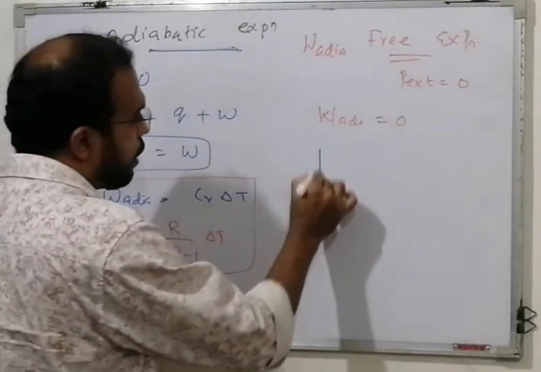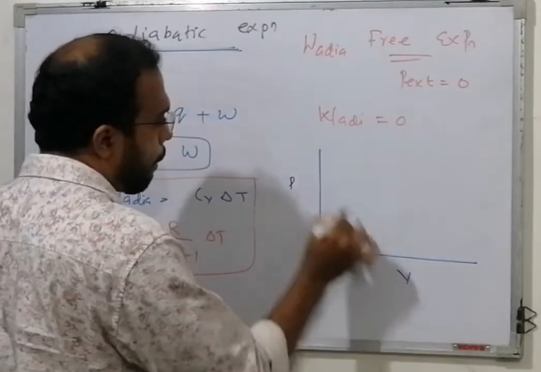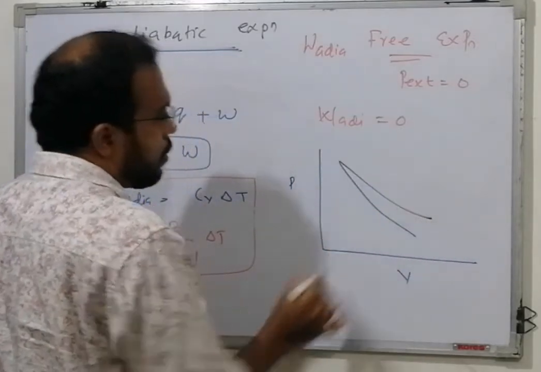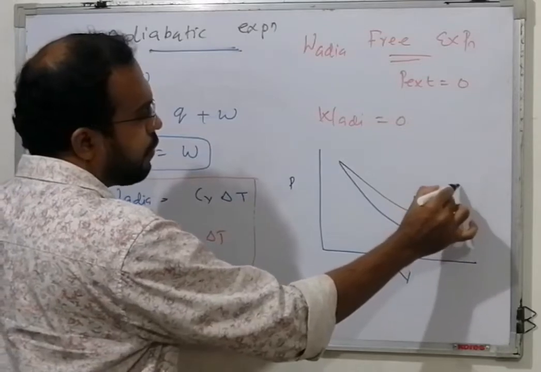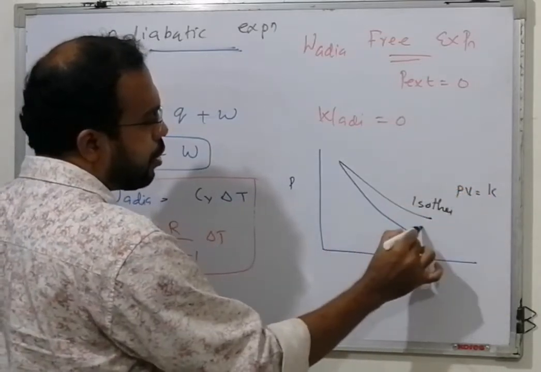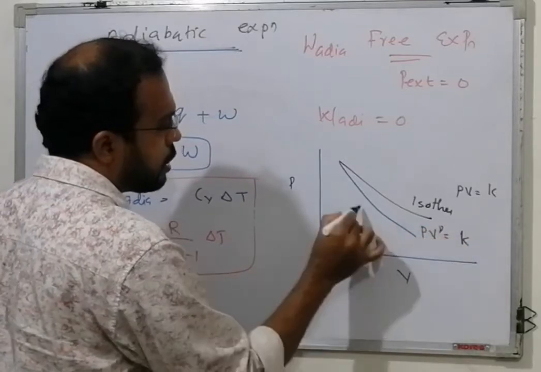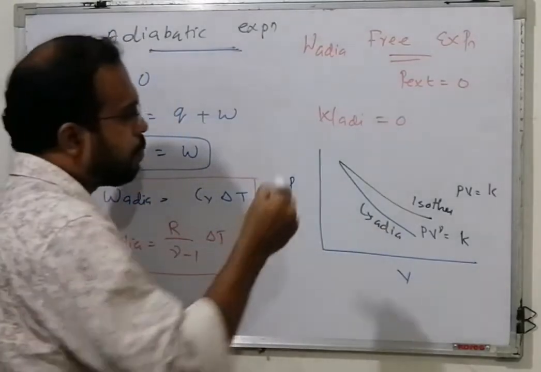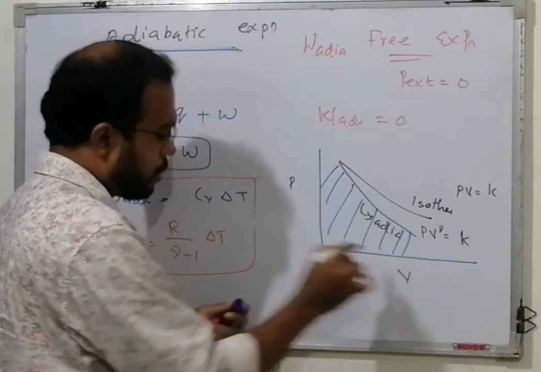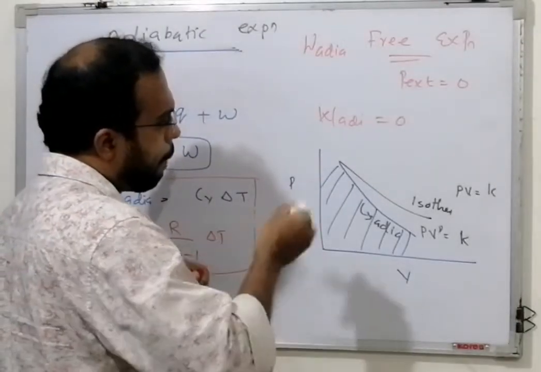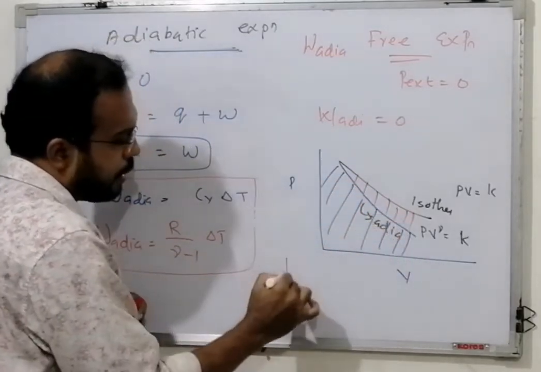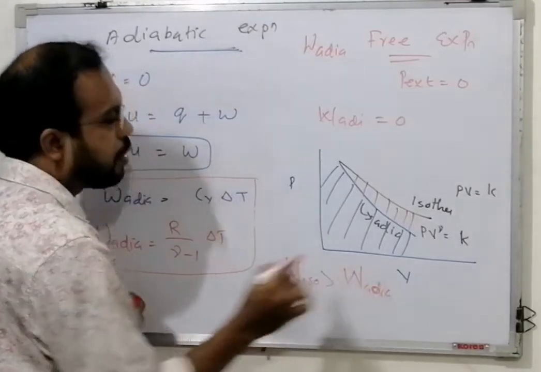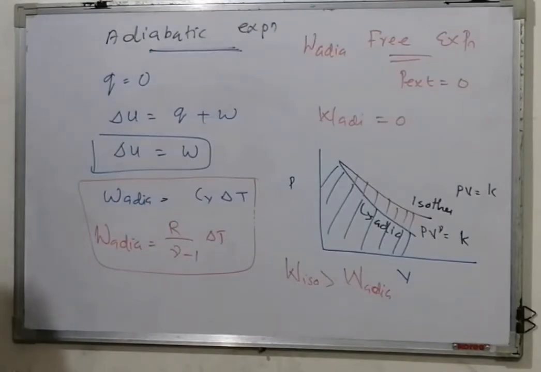Now, suppose we have a graph like this, PV. This is isothermal, because in the case of isothermal, PV is equal to a constant. This is adiabatic because PV raised to gamma is equal to constant. PV work is nothing but area under the curve. Area under the curve. Okay? Therefore, W isothermal is greater than W adiabatic.